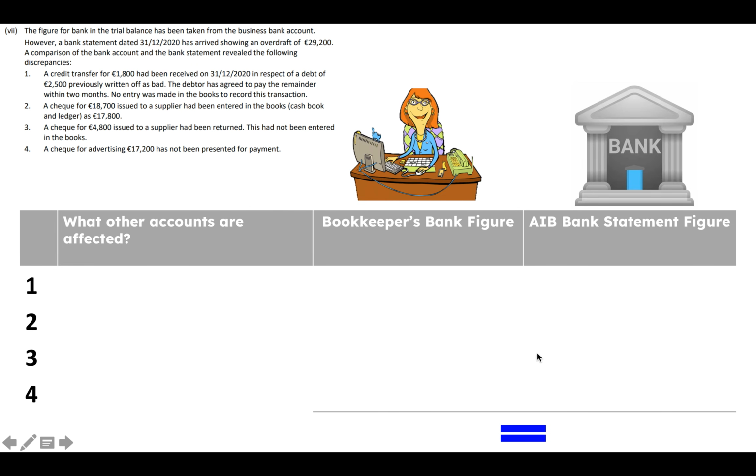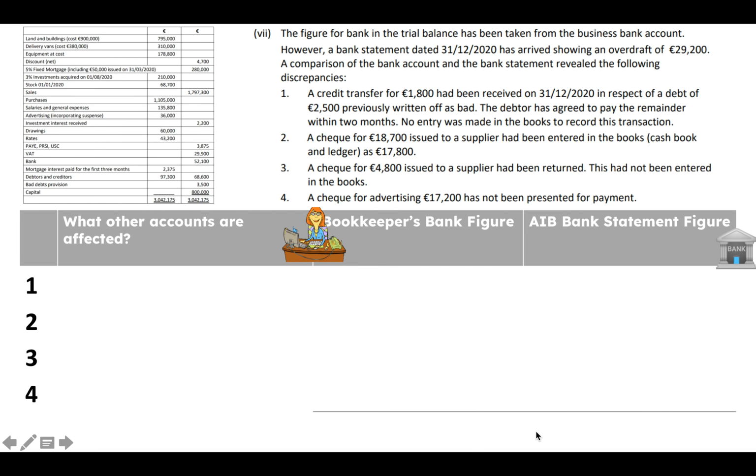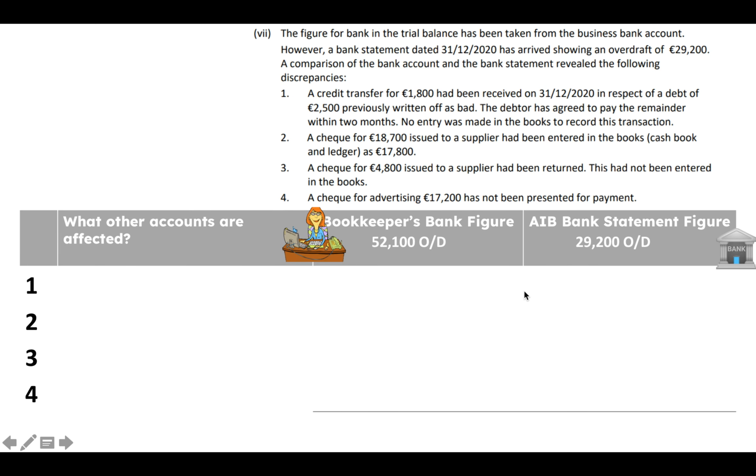So we need to get to the point where the two sides equal, where the bookkeeper's figure and the bank statement figure both equal. In this question, the bookkeeper's bank figure is 52,100 and that's an overdraft, and AIB has an overdraft of 29,200. That's quite a difference, and we need these to equal out. So let's get started with the first one.